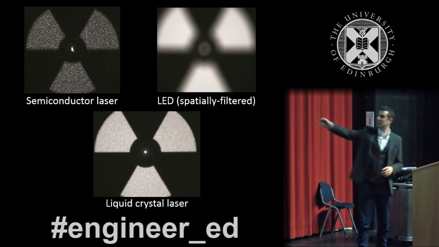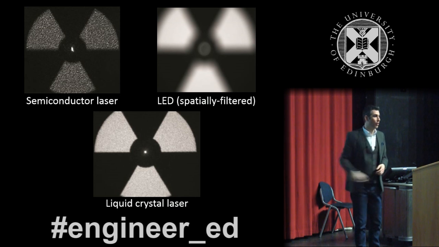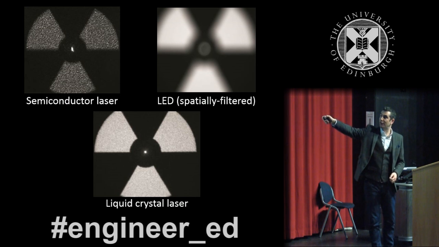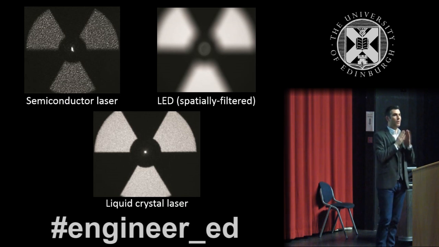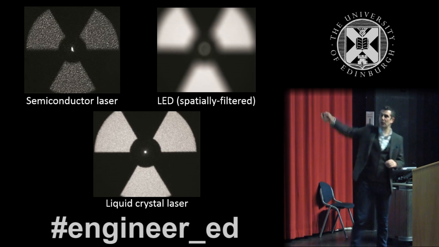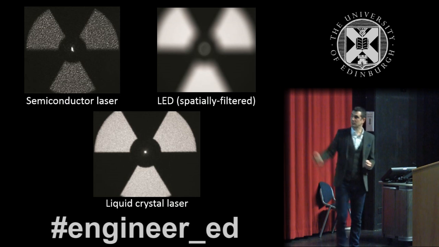source. But with most lasers, when you shine them through a hologram, this is our trusty radiation symbol hologram again, you get this speckle effect here, and that's due to the very narrow line width of the laser that you're using. The narrow line width gives you a nice, clear image, but it also gives you this speckle.